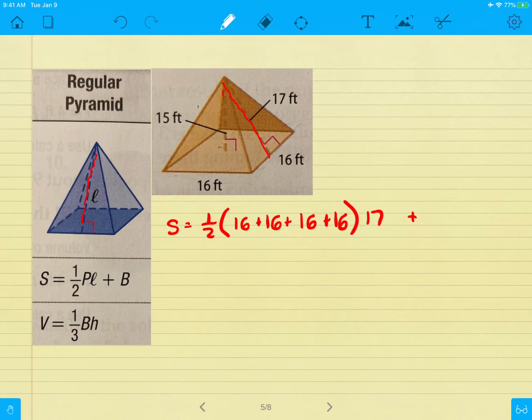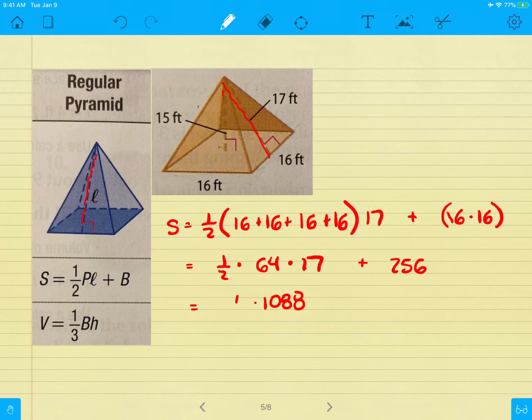And then you're going to add the area of the base. The area of the base is 16 times 16 because it is a square. All right, so adding those 4 16s together, you should get 64. We're going to take that times 17 and then cut it in half, or divide it by 2, if you will. And then we're going to add the 16 times 16, which should be 256 in the back. All right, now 64 times 17 is 1,088.